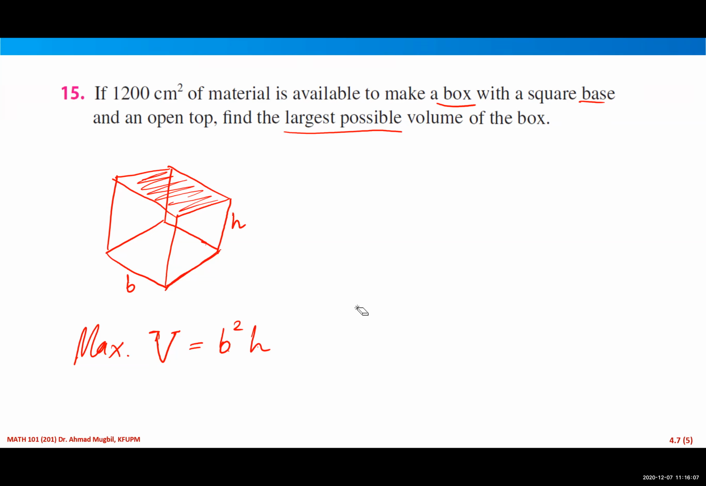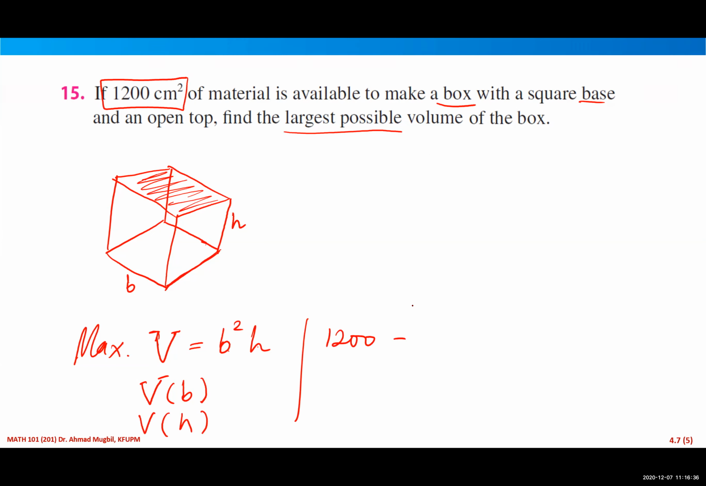Now, I want this function to be a function of one variable. Let's say we want it to be a function of b or a function of h. You shouldn't have it a function of two variables because these variables, b and h, are not constants. So we need to look at the other relationships that we have. So we have here what? What is this 1,200? This represents what? Let me write it here.